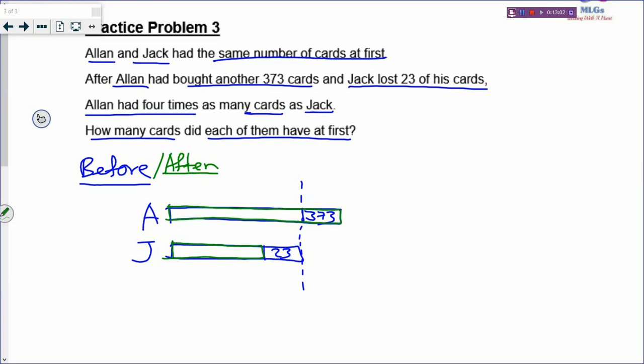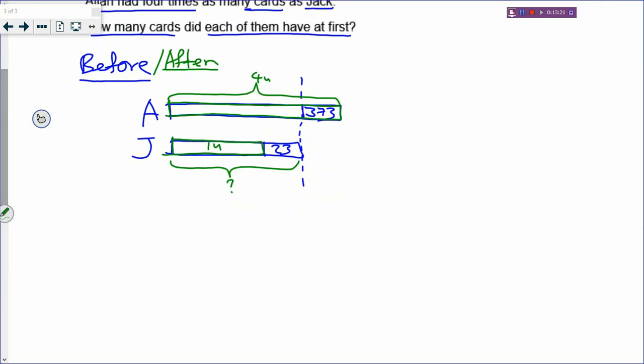Then Alan had 4 units, or 4 times, as many as Jack. So you can put 1 unit inside or outside, up to you. How many cards did each of them have at first? So your question mark is to find how many each person had at first. And now your model has become your question. Alright, so what do we do next?